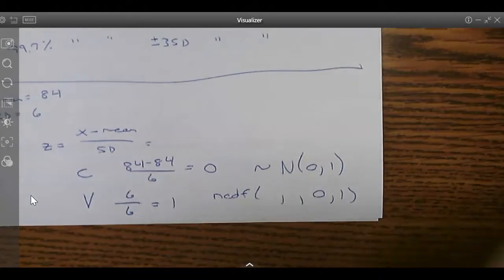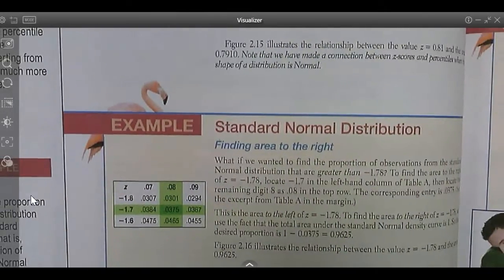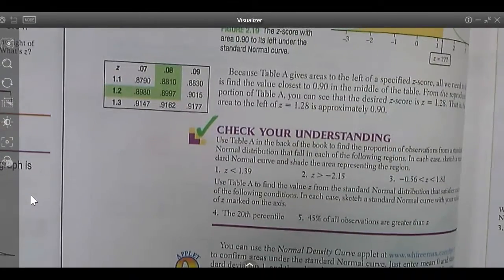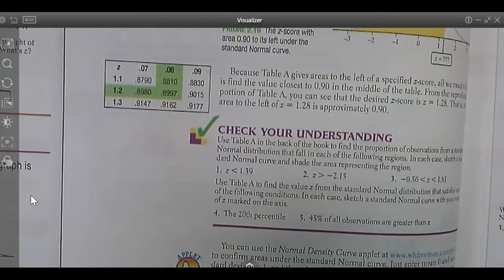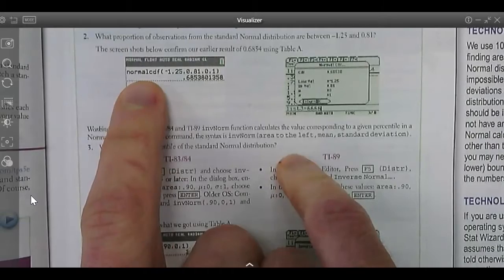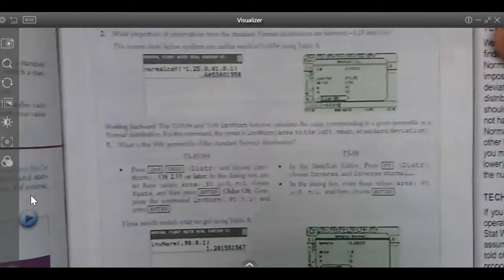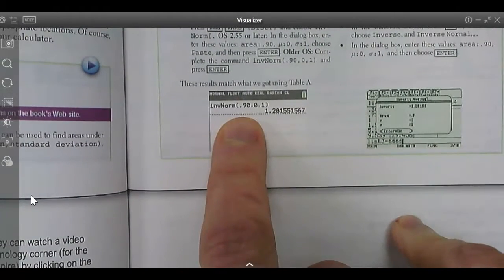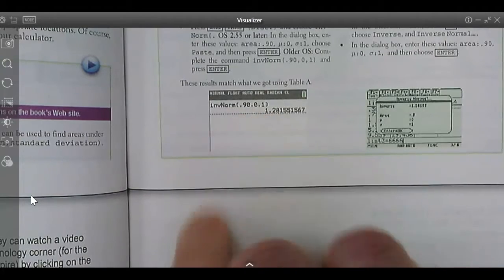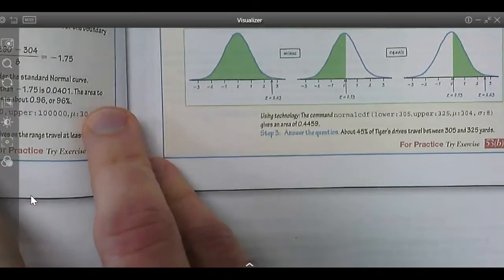All right. Then what we jumped into is finding area under the curve. And we did this using normal CDF. And then we did vice versa where you have to use inverse norm. So you'll notice just a couple examples here. Normal CDF, lower bound, upper bound. We always use that mean and standard deviation of 0 and 1. Inverse norm, you put in the percentile or the area to the left, the middle, or the right, depending on your operating system. And that's going to give you a z-score.